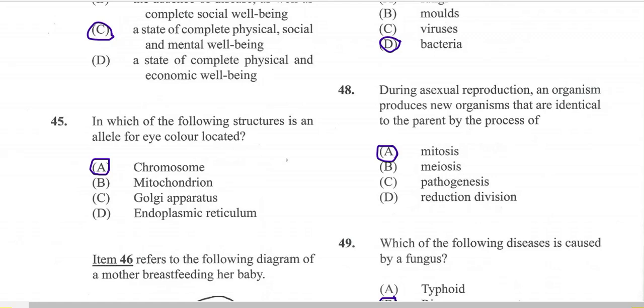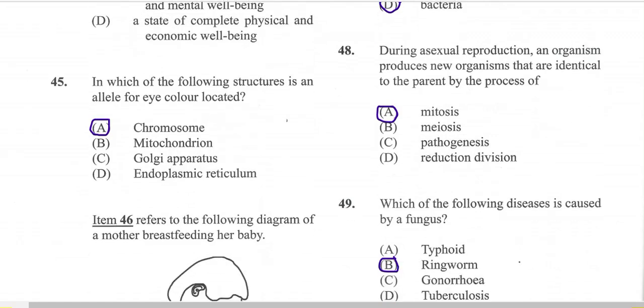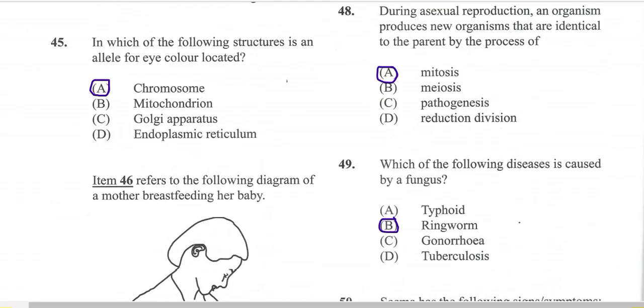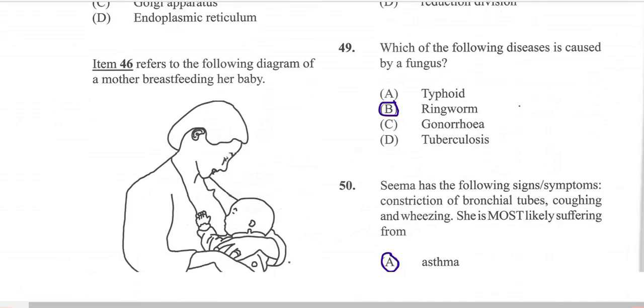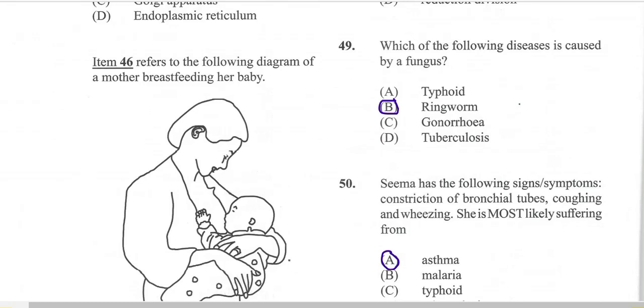49. Which of the following disease is caused by a fungus? It's definitely not typhoid, it's not gonorrhea, not tuberculosis. The only answer there is going to be ringworm, B, for 49. Question 50, and doing well.